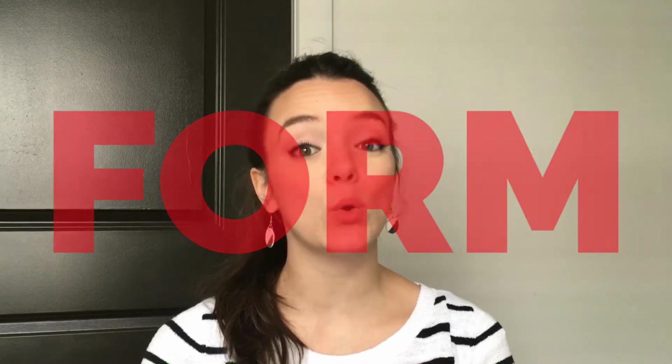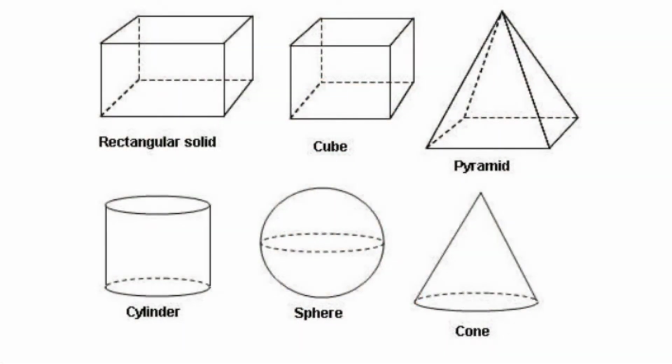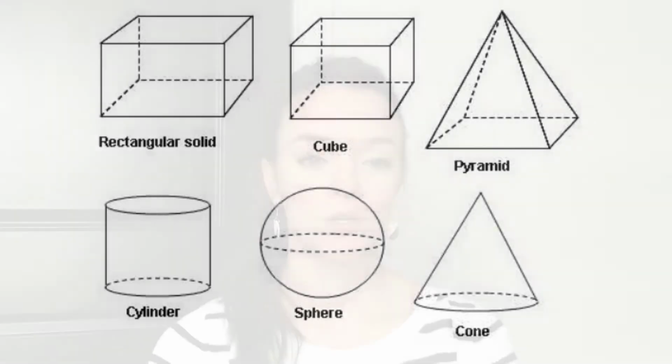Today, we're going to learn about form in art, and we're going to use it in our art. A form is any three-dimensional shape that has length, width, and depth. Here are some common examples of forms. What things can you think of in real life that have forms like these?